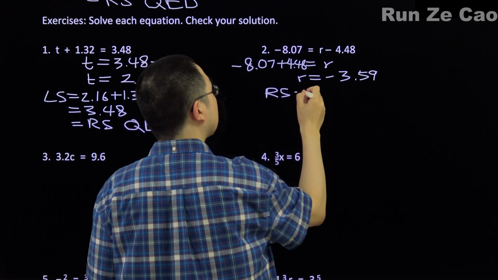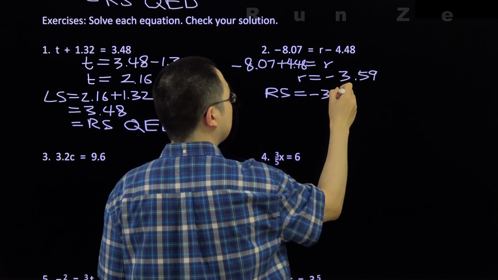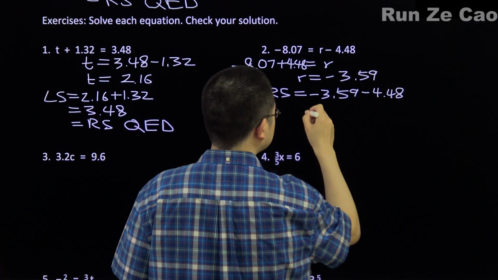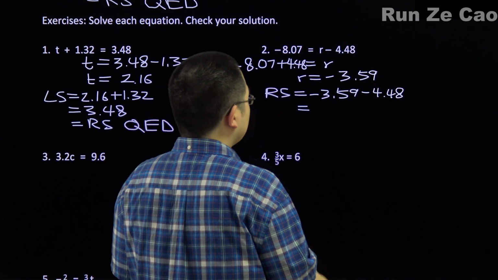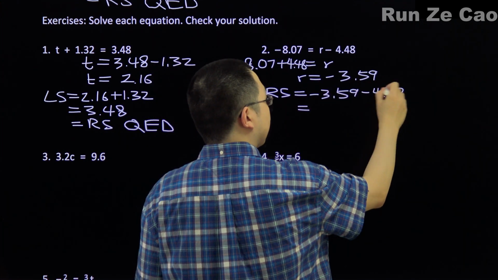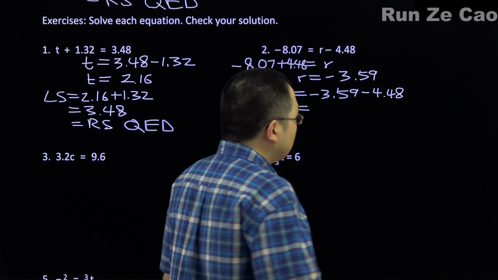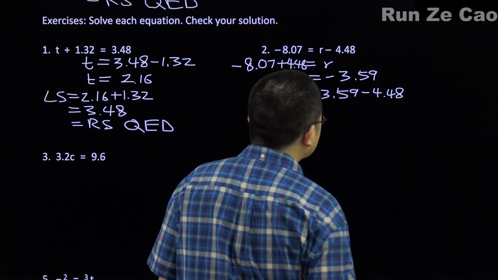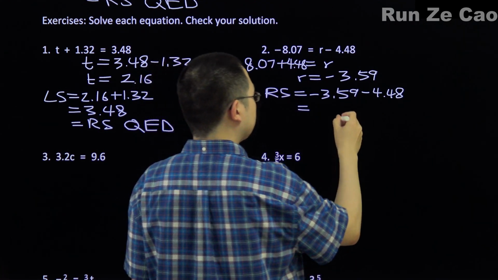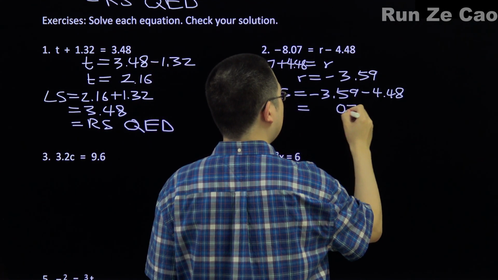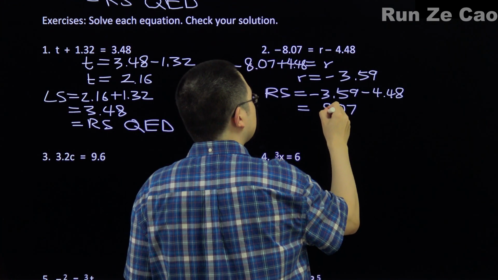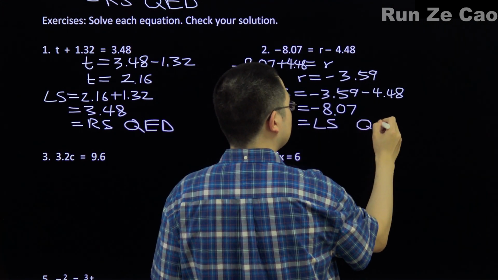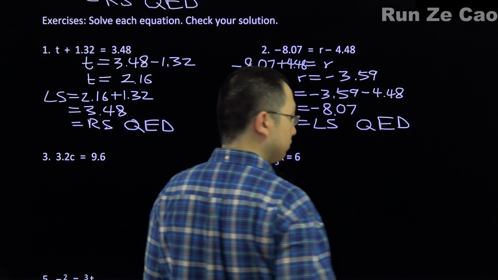The original right side. Well, let's sub this in and see if it works. Negative 3.59 minus 4.48. In other words, negative, bracket, 3.59 plus 4.48, close the bracket. Okay, what happens? Oh, 0.52 and 0.48 would come out to be another whole number. So we have 0.07 left. And it's going to be negative 8.07, which is equal to the left side. Oh, wonderful. So what's been asked has been shown.